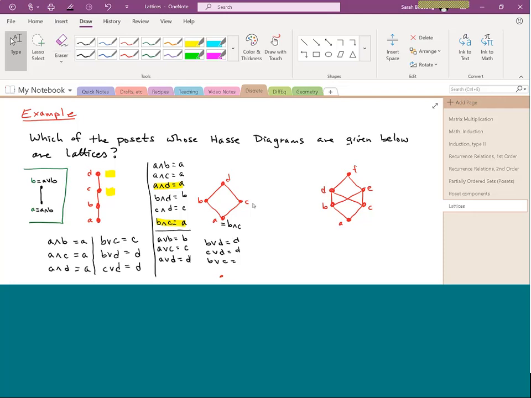Don't overthink it. We've got B and C. Yep, it will be D again. So let me write that actually in the picture. This would be the join of B and C.